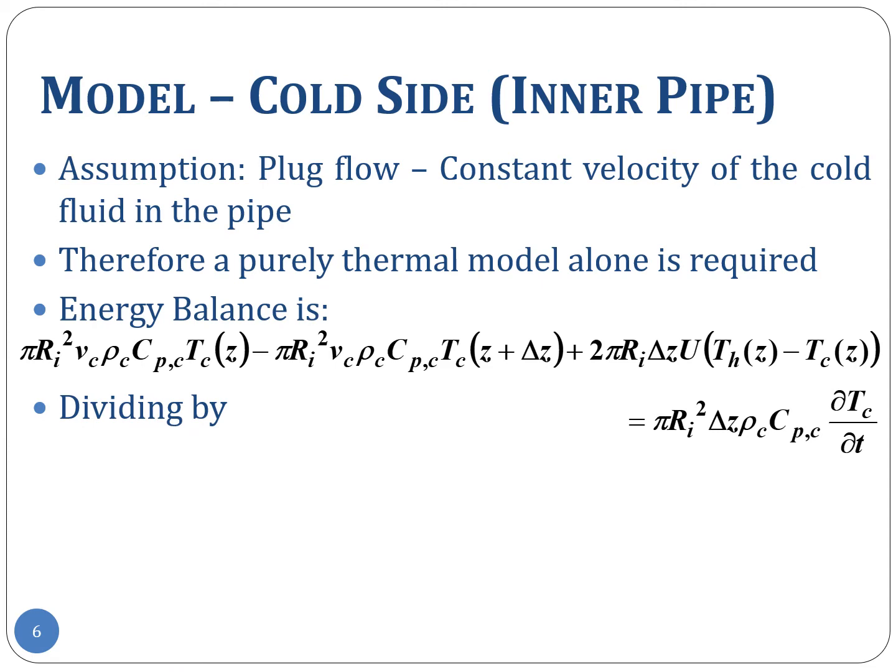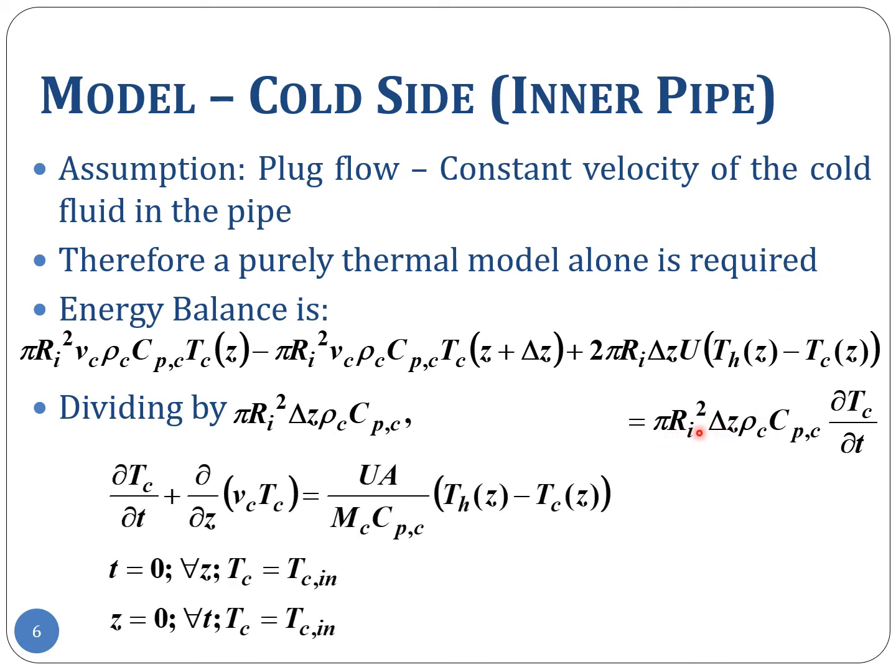But before doing so, I would like to divide throughout by pi r square delta z rho c c p c, which is this term, and then we take the limit of delta z tending to 0, so we end up getting this equation. Now this equation has some familiar features compared to the energy conservation equation that we have seen. This is the accumulation term, this is the convective energy flux term, and this of course is Newton's law of cooling, which replaces your del dot q kind of term, the conductive heat flux or radiative heat flux or whatever it is.